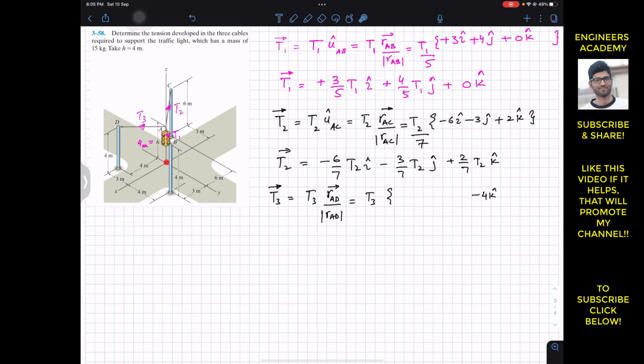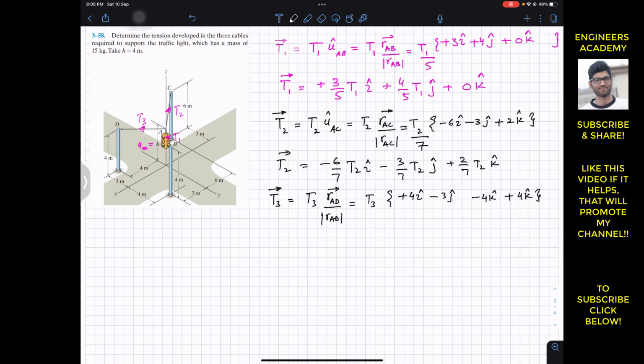So from here we need to travel 4 meters in the positive x direction, so I will write plus 4i, and then from here I need to travel 3 meters in the negative y direction, that is 3 meters in the negative j. And then once I reach the base of the pole, I need to travel 4 meters in the positive z. So that is 4 meters in the positive k.